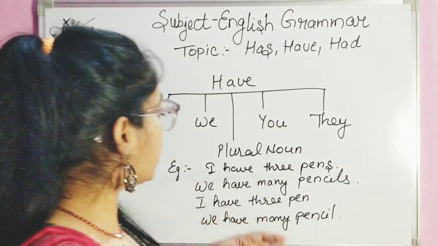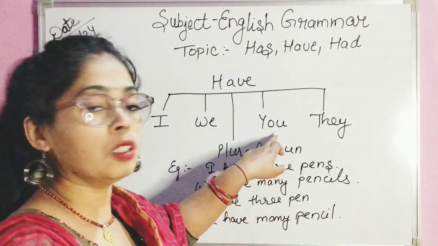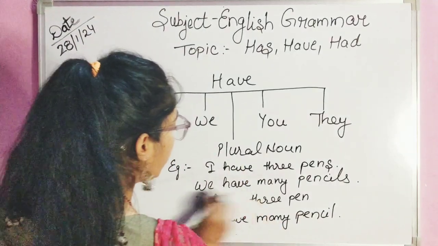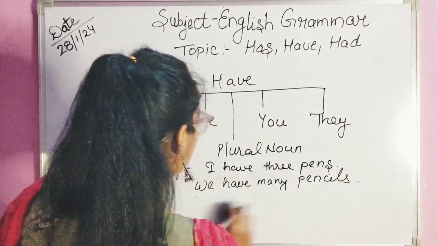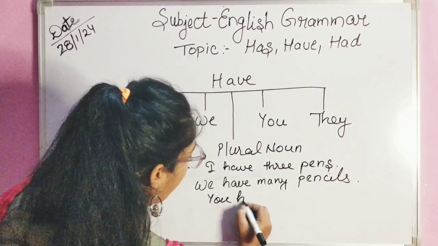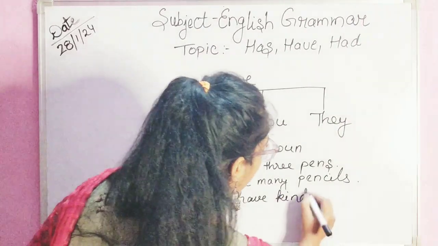Now next, is it clear to you? So: you have a kind heart. You can see the examples here. See the examples. With you, have: you have a kind heart.